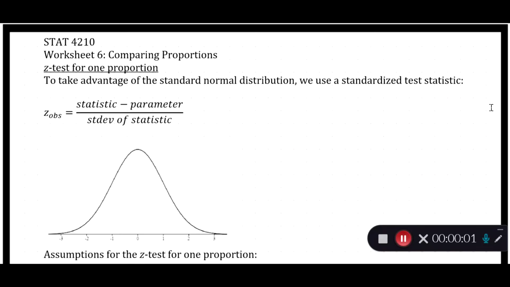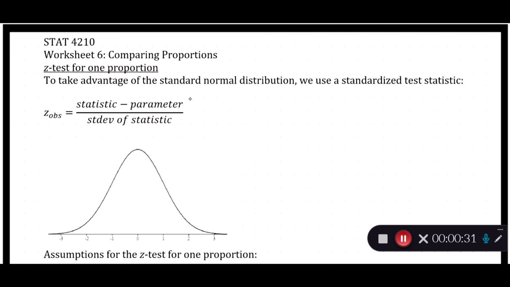In the previous video, we introduced the logic for testing for one proportion using a simulation, but now we're going to use a theoretical distribution, the standard normal, or z-distribution, and do a z-test for one proportion. To take advantage of the standard normal distribution, we have to use a standardized test statistic, and that would be z-obs, which is the same form as every test statistic we've seen before. So z-obs is the statistic minus the parameter divided by the standard deviation of the statistic.